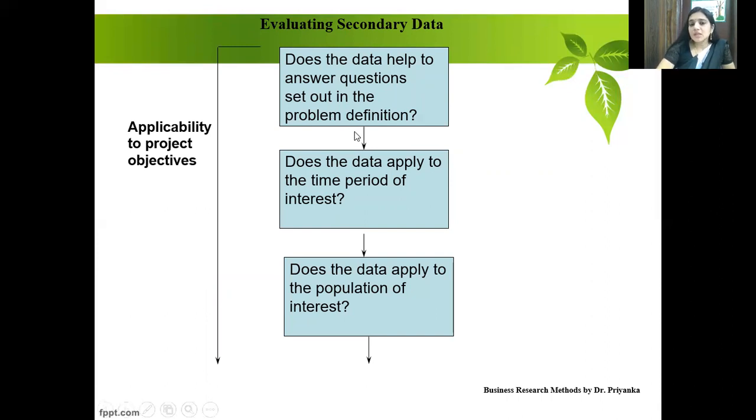If it is a yes, then you will go ahead and check, does the data apply to the time period of interest? Is it okay with the time period you want or not? If it is a yes, then the next question is, does the data apply to the population of interest? Yes, it is also important whether it applies to the population you actually want or not. Sample size might be different, sample might be different, that's okay, but population should be similar.